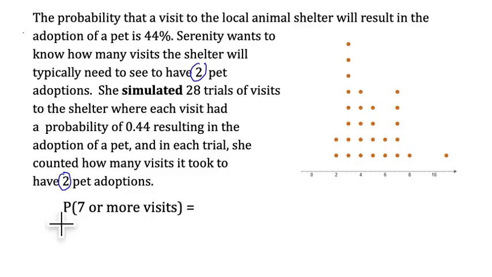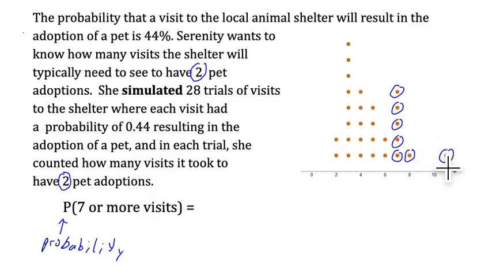Let's go ahead and calculate the probability. So in this case, P stands for the word probability. We want the probability that it takes 7 or more visits before 2 pets are adopted. Okay, 7 or more. All right, so here is the number 8. And so these dots here, it took 7 visits for 2 pets to be adopted. And this visit here took 8 visits for 2 pets to be adopted. And then over here we have a trial where it took 11 visits for 2 pets to be adopted.